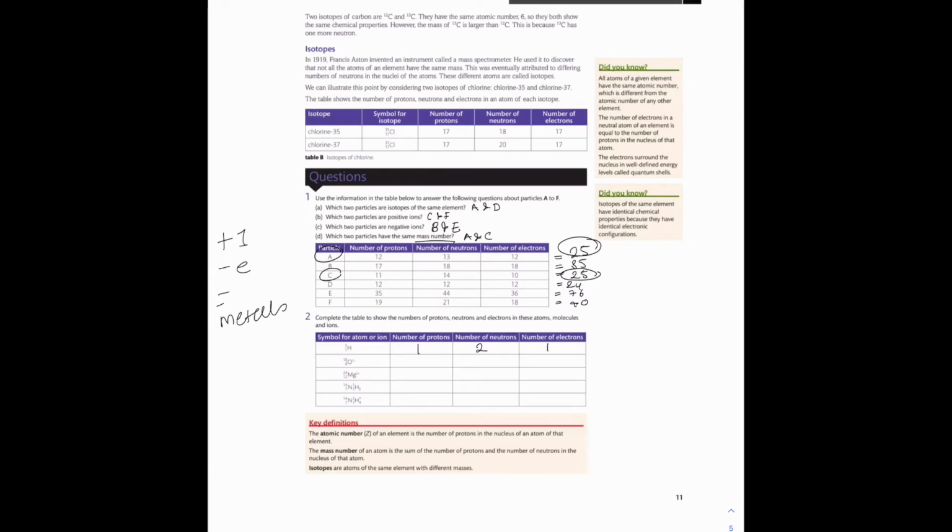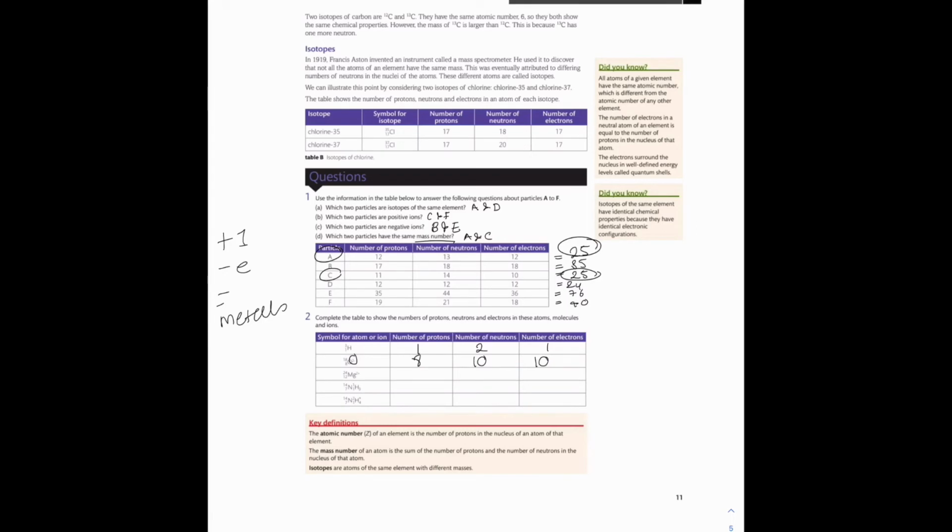Okay, so second one, number of protons, that's 8. And the number of neutrons would be top minus bottom. So that's 10. And number of electrons equal to number of protons. However, we have a minus 2 charge, meaning it has gained 2 electrons, making the electron number 10.